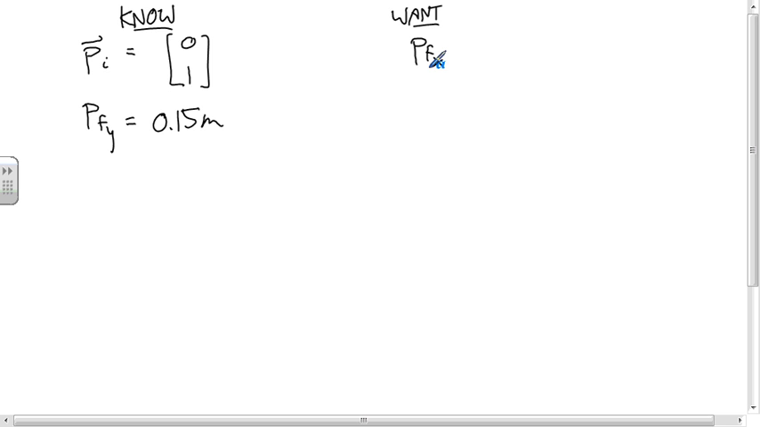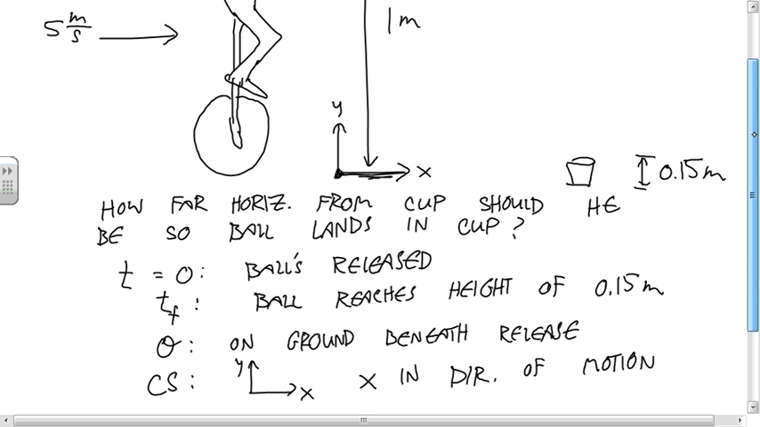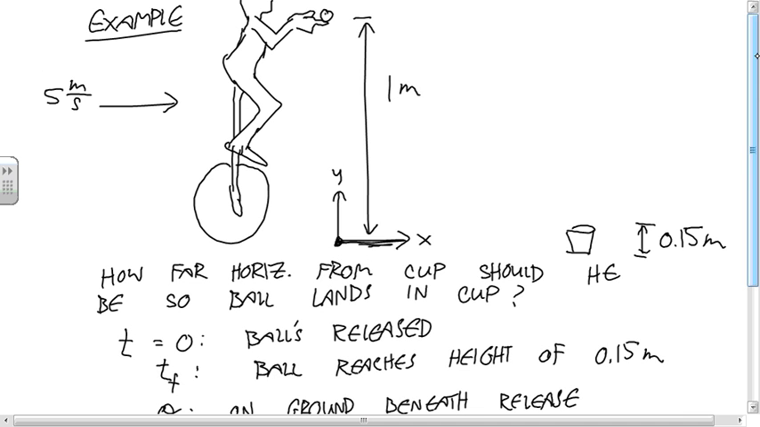Question? Because of where I chose the coordinate system. I chose the origin of the coordinate system to be directly underneath the ball. So it's just straight up the y-axis to where he lets go of the ball.